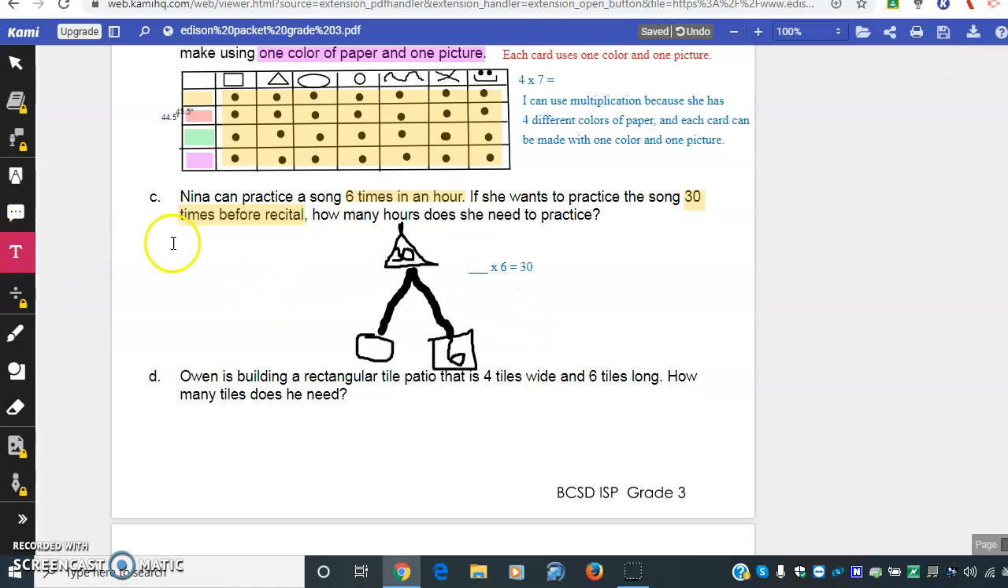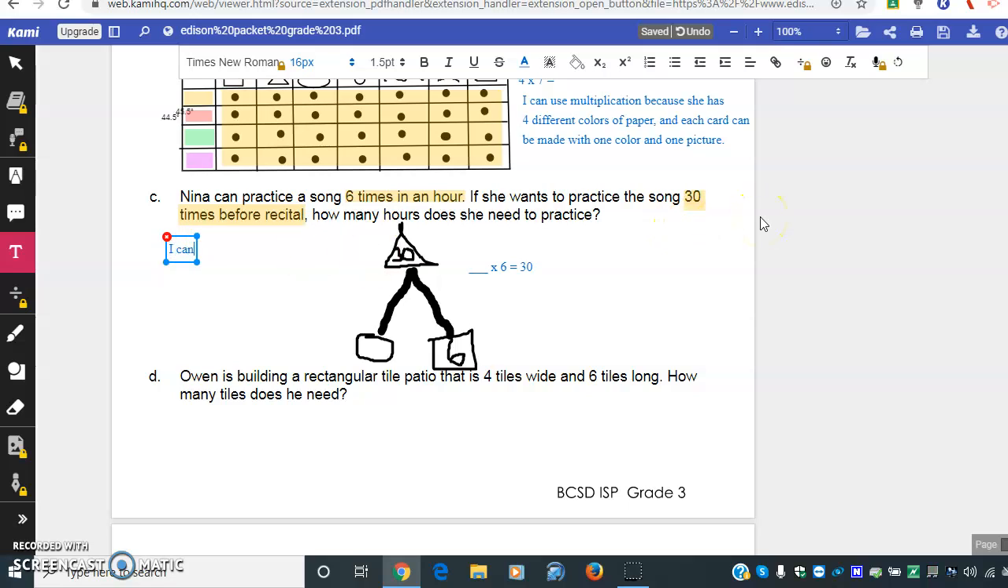So my answer for this is going to be, I can use multiplication to solve this problem because it is an equal groups problem. Division can also be used because division and multiplication can both be used for equal groups problems.